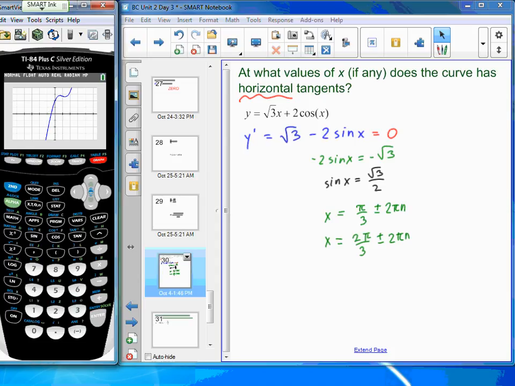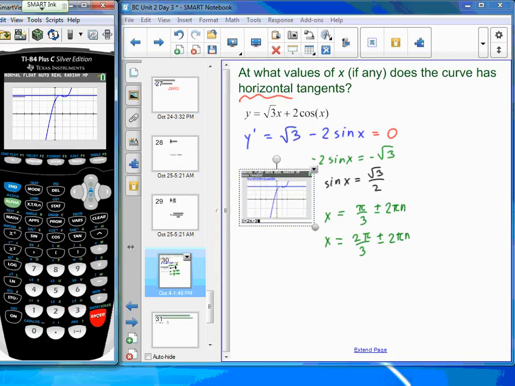So what's going on here? Well, can we draw a tangent at pi over 3 and see what happens? Let's draw tangent at pi over 3. And this should be, oh, there we go. So I agree that that's, yes, tangent. What about our 2 pi over 3? Does that look horizontal? So we do. So what's going on here?